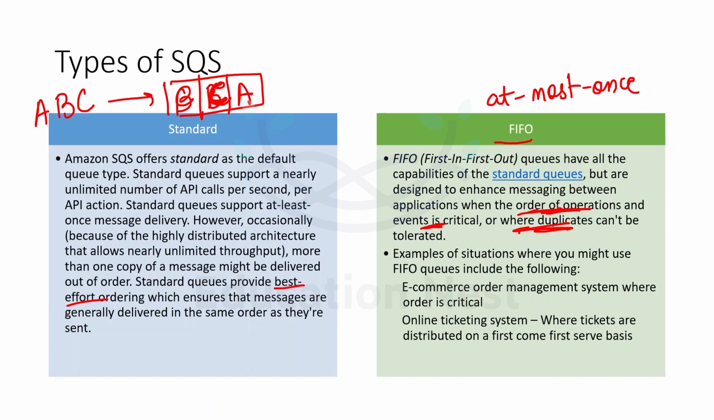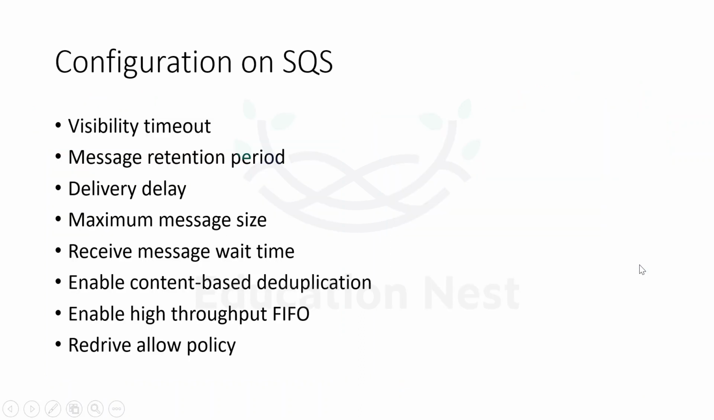The next topic here is the configuration of our queues. While creating the queue, we have all these configurations that we have to give. So what are these configurations? The first is visibility timeout. This means the length of time that a message received from a queue by one consumer won't be visible to other consumers.